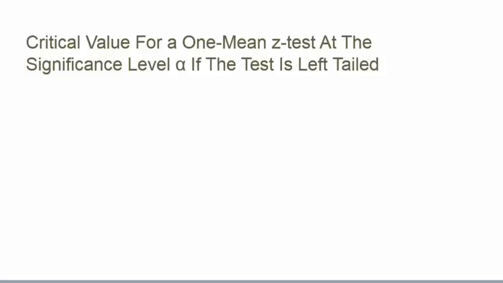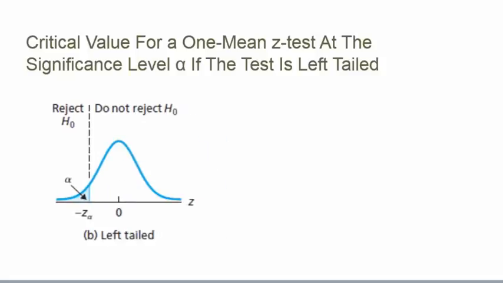Critical value for a one-mean z-test at the significance level alpha if the test is left-tailed. For a left-tailed test, we are given alpha. We find our negative z-score. Our rejection region is to the left of that critical value, and do not reject is to the right.